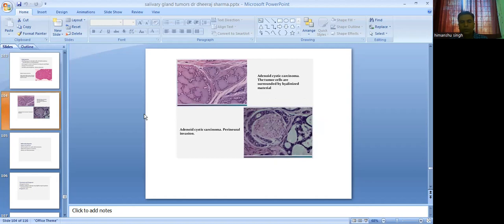Next, you can see the upper photograph showing the tumor cells surrounded by hyalinized material. And in the lower photograph, you can see the tumor cells invading the nerve, which is called perineural invasion.